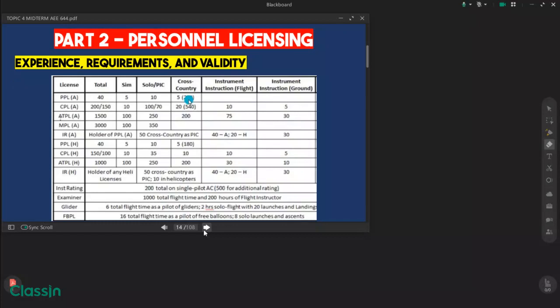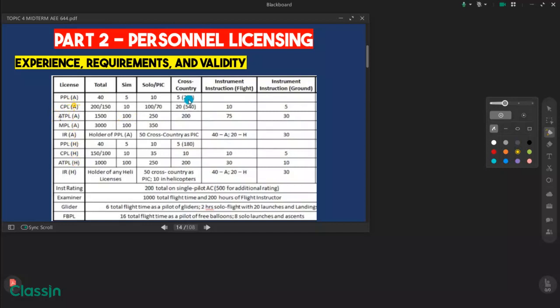Then here, dito naman pinapakita, so wala yung mga units kung mapapansin nyo. So yung units po niyan is hours. So ito po yung mga kadalasang kailangan nating oras para magkaroon po tayo ng different licenses. So saan na po yung mga licenses natin?